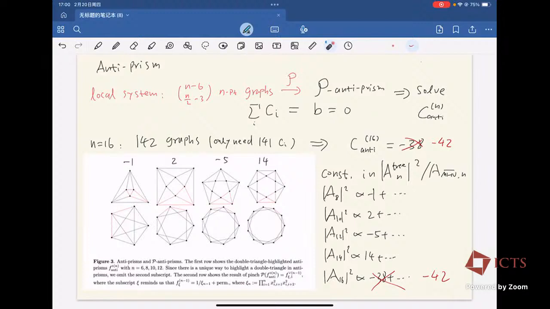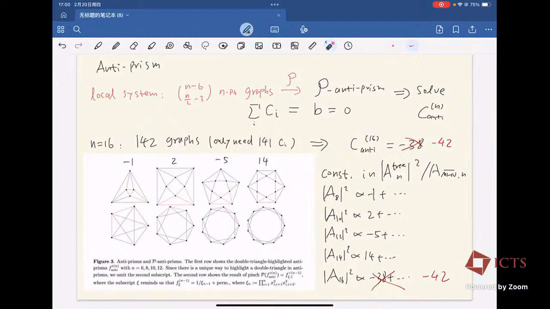You may ask, why do we have to compute all the very high loop F graph to get something about tree amplitude? The thing is that the tree amplitude squared is very hard to compute or to simplify. If you take, say, BCFW form, I'll talk about it very soon, and square it, it's very hard to simplify into a local form and then extract the constant piece.